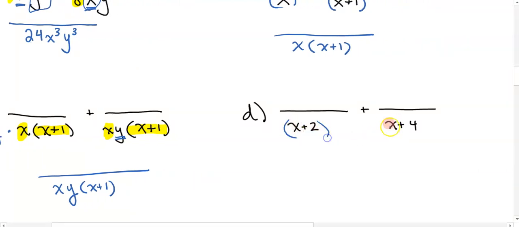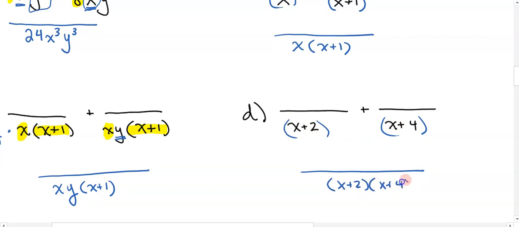So if I have x plus 2 and x plus 4, and there's no common factor between them, and they are not common, right? X plus 2 is not the same as x plus 4. They just both start with the same number, but when you start adding, they both change. So if they're different, I need them both.